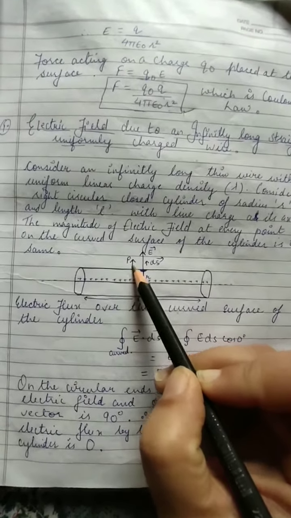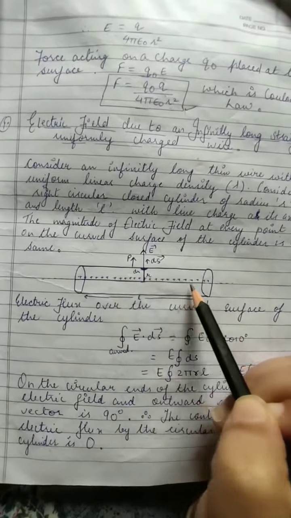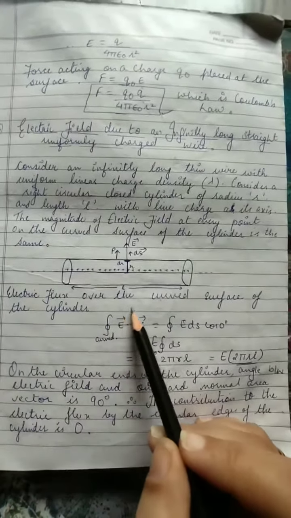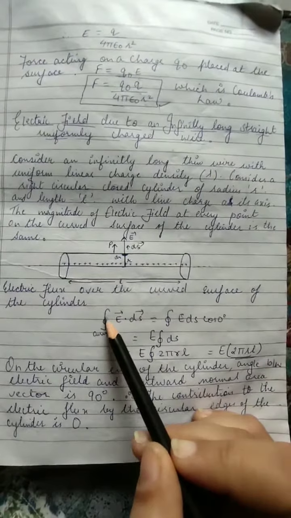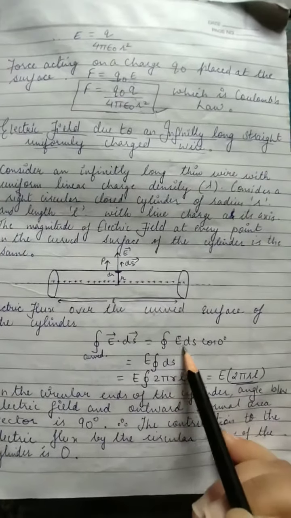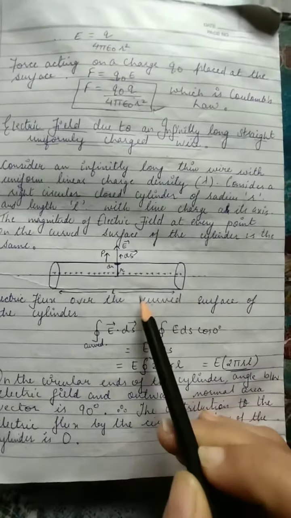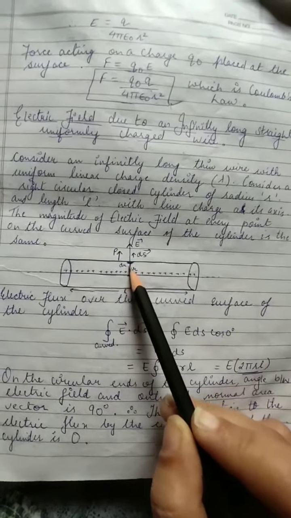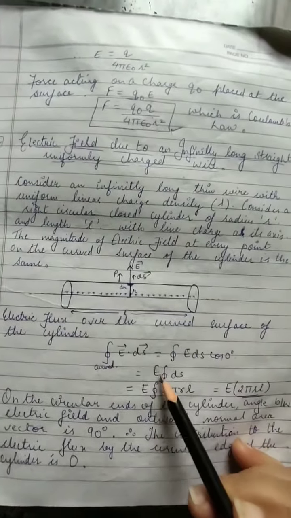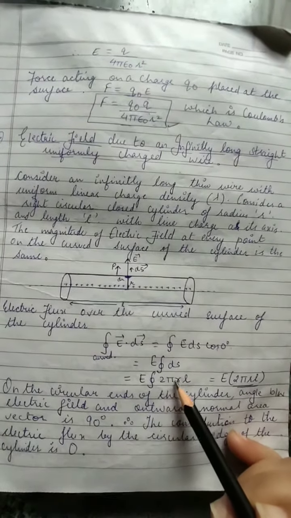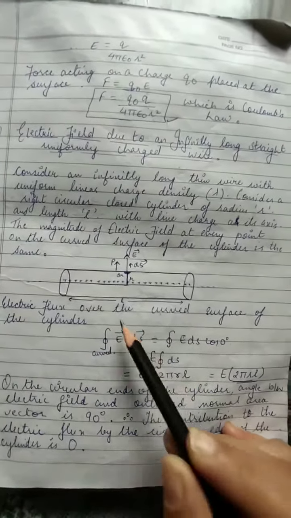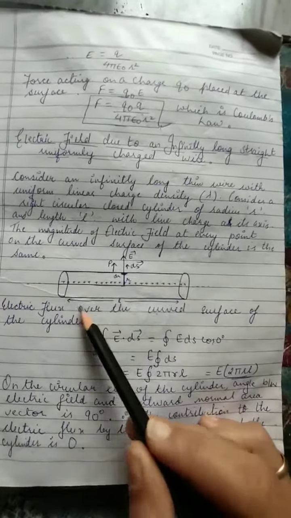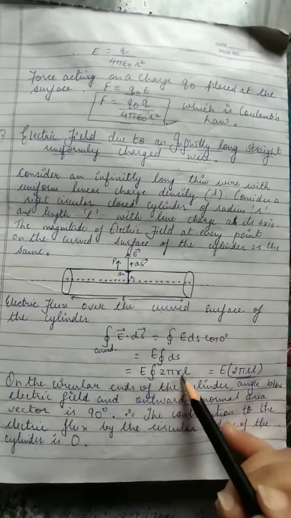The point P where we have to find the electric field, we will consider at a center part where the positive charge is existing. So the electric flux over the curved surface of the cylinder, that is E dot dS, is equal to E dS cos 0 degree, because the surface area and the electric field are both in the same direction, so the angle between them will be 0 degree. That is E dot dS. The value of dS is 2 pi rl, because this is a cylinder surface area, that is 2 pi rh. Here we are taking the length of the cylinder as l, so 2 pi rl.